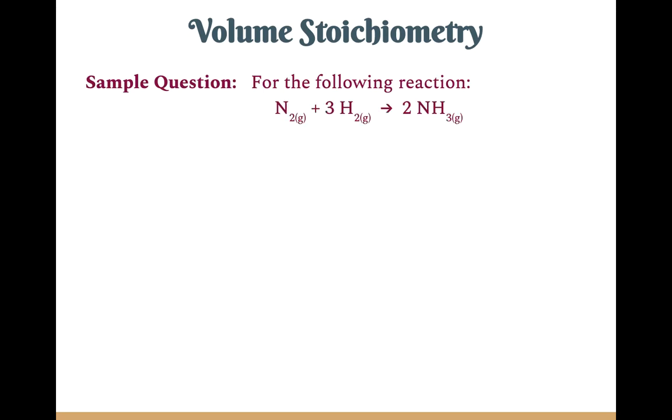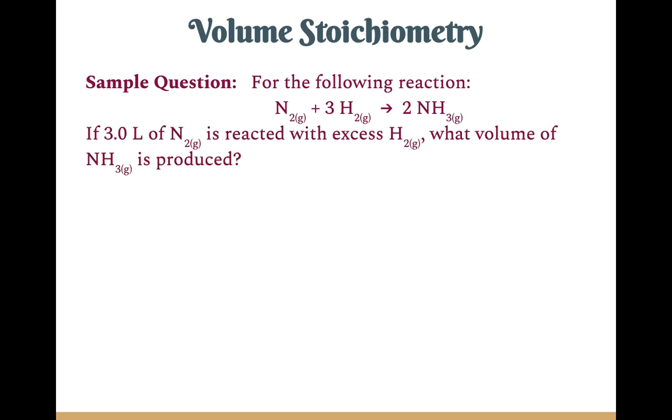Here's another reaction where everything is a gas. We have nitrogen gas reacting with hydrogen gas to make ammonia. For that reaction, if 3 liters, which is a volume, of nitrogen gas is reacted with excess hydrogen gas, what volume of ammonia gas is produced? We start with the volume given in the question, the 3 liters of nitrogen, and then we can use our ratio. The same ratio we've been using as a mole ratio can now be used as a volume ratio. So we take the coefficients from the balanced chemical reaction. There are 2 ammonia for every 1 nitrogen. So we can cancel out the nitrogen, and we find that 3 liters of nitrogen would produce 6 liters of ammonia.